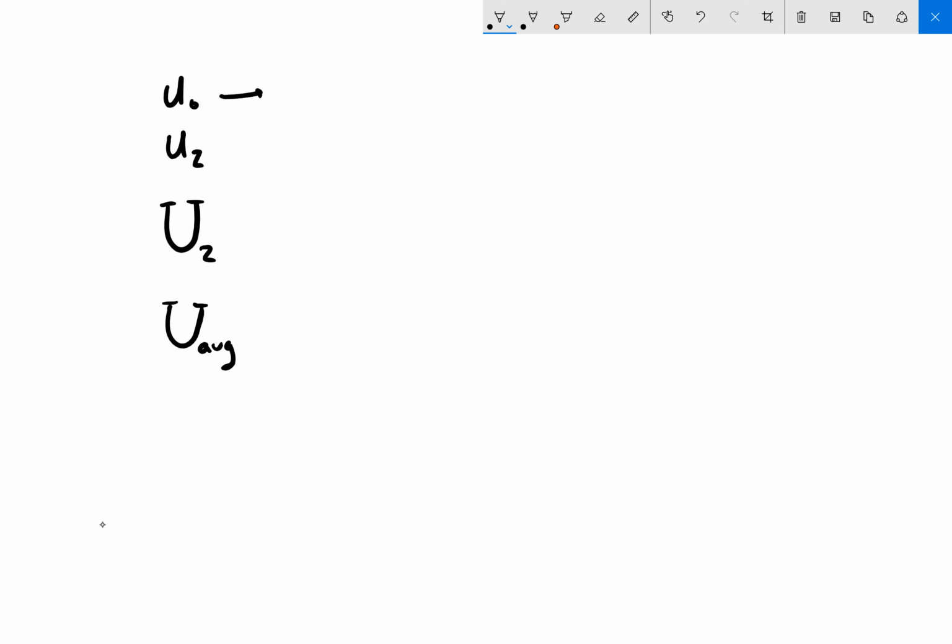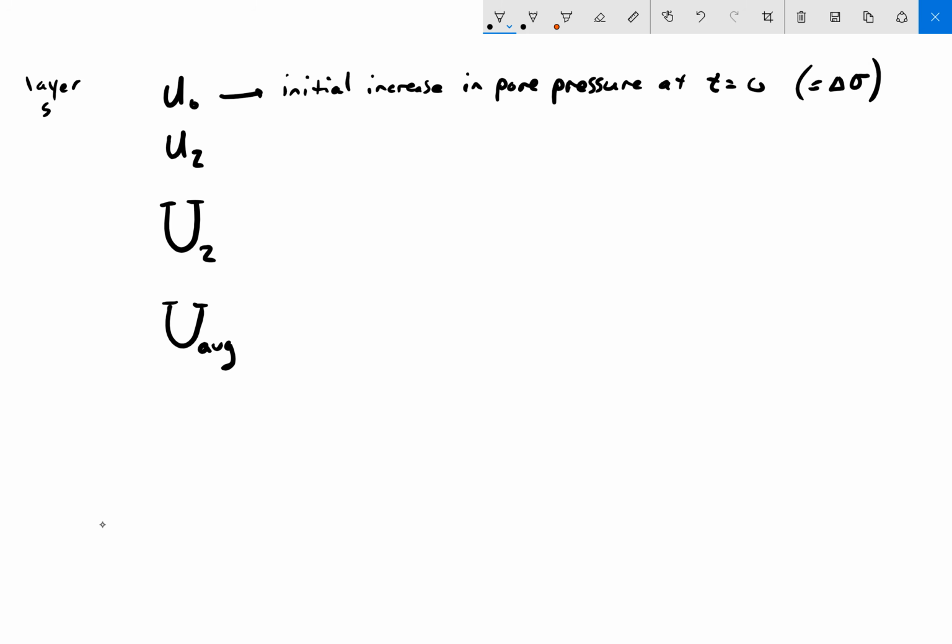Remember that this is the initial increase in pore pressure right when our load gets applied at time equals 0. And it's equal to the induced stress that we put on the soil in that given layer. Okay? Remember that this is layer specific.